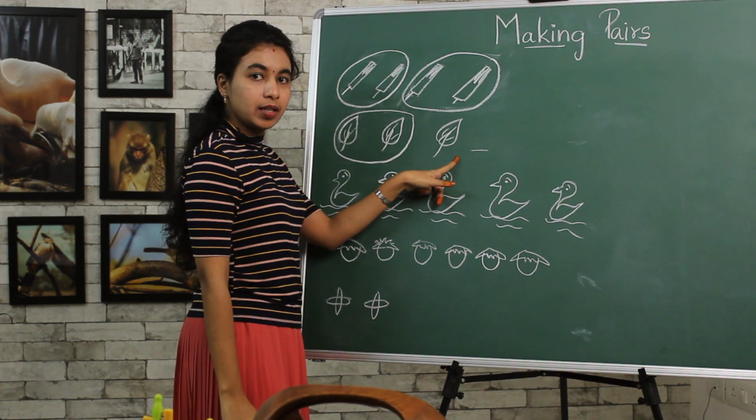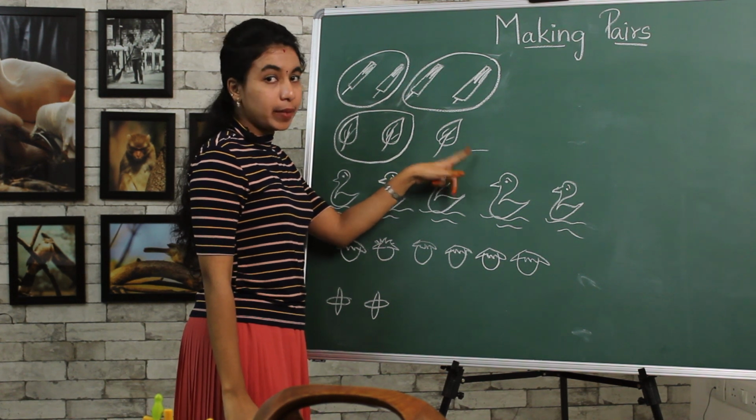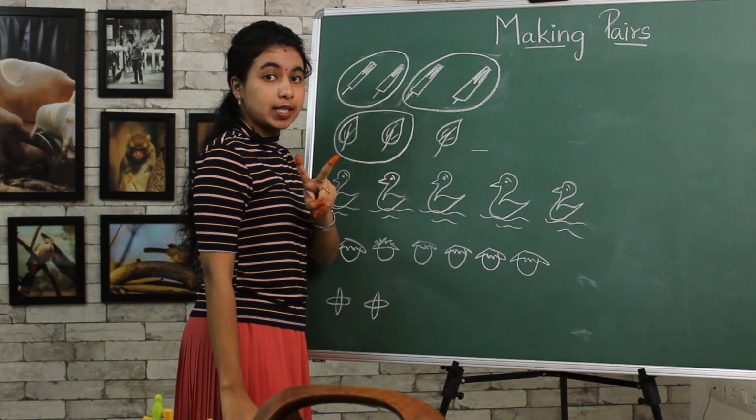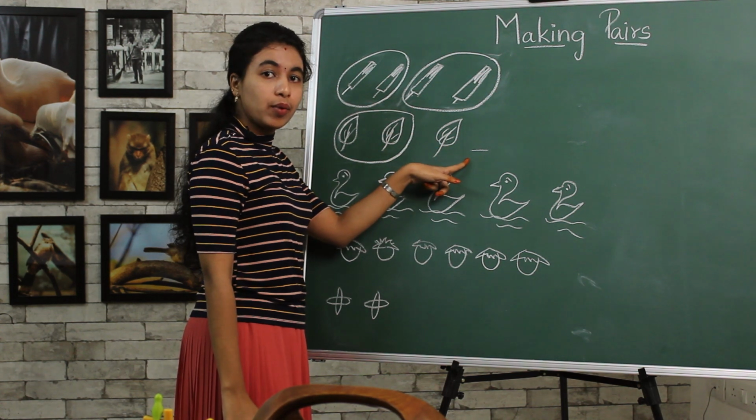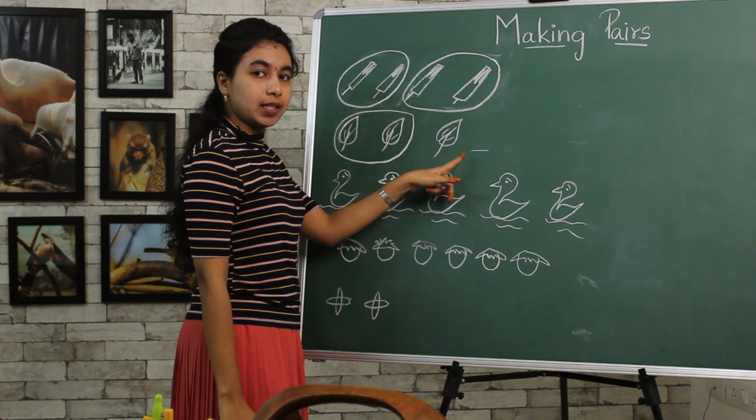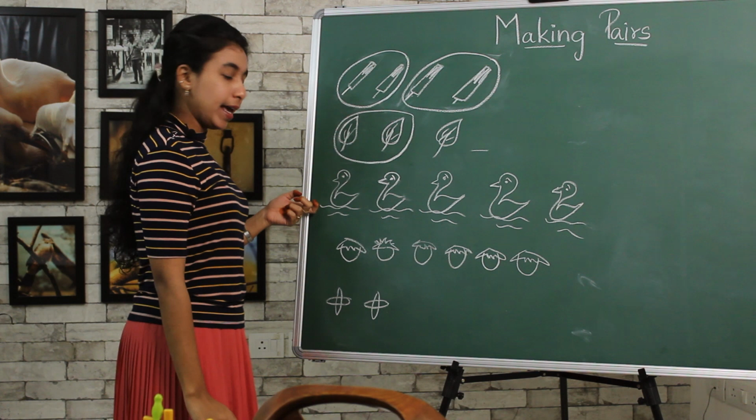Now this one. Do we have one more object? Because we need two objects to make a pair, right? We don't have one more object here. So let's leave that. Okay, the next one.